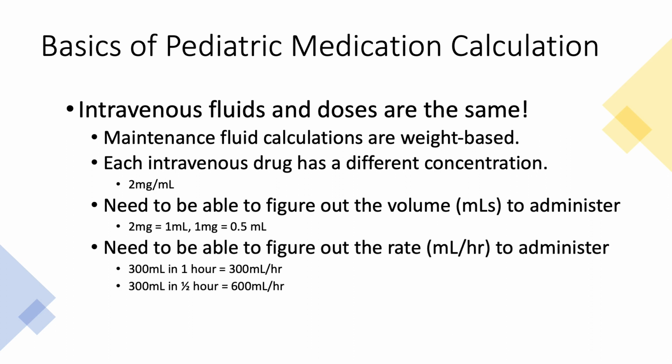If you have to run these fluids or medications over a period of time, you have to use an IV pump, and you'll need to be able to figure out the rate for the IV pump. For example, here, we have 300 mLs over an hour, which would be 300 mLs an hour. But to give that same 300 mLs in half an hour, we would need to set the pump at 600 mLs an hour.